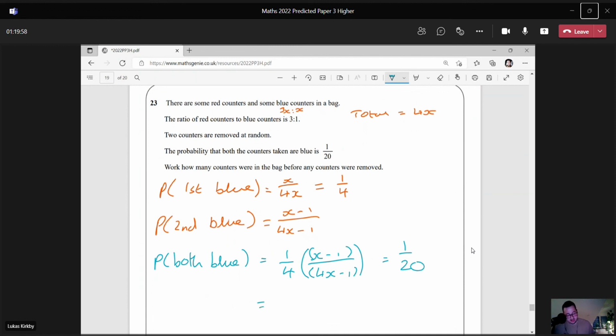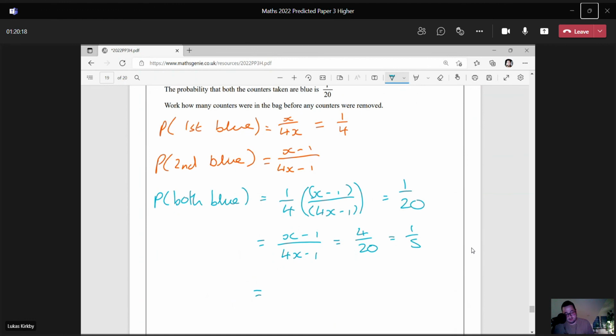Okay, so now let's see what we end up with. So we've got 1 over 4, so let's times both sides by 4. So we get x minus 1 over 4x minus 1 is 4 over 20. But 4 over 20 is just 1 over 5. Now I want to times up by these fractions, so let's get the 5 up to the left. So 5 brackets x minus 1 is going to equal 1 lot of 4x minus 1. Let's expand this. So 5x minus 5 is 4x minus 1.